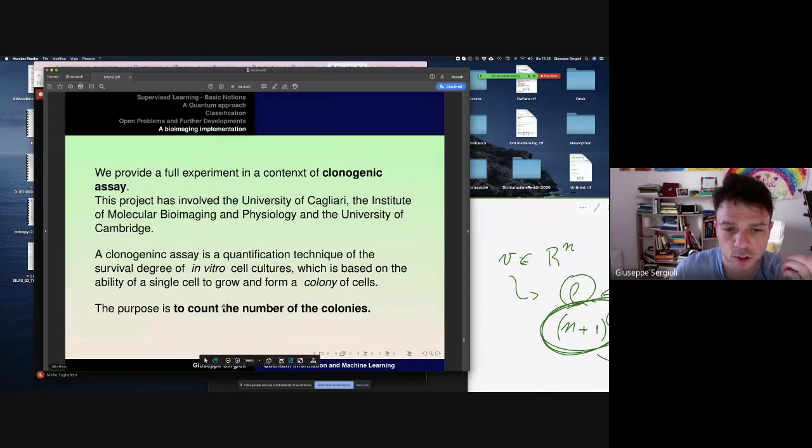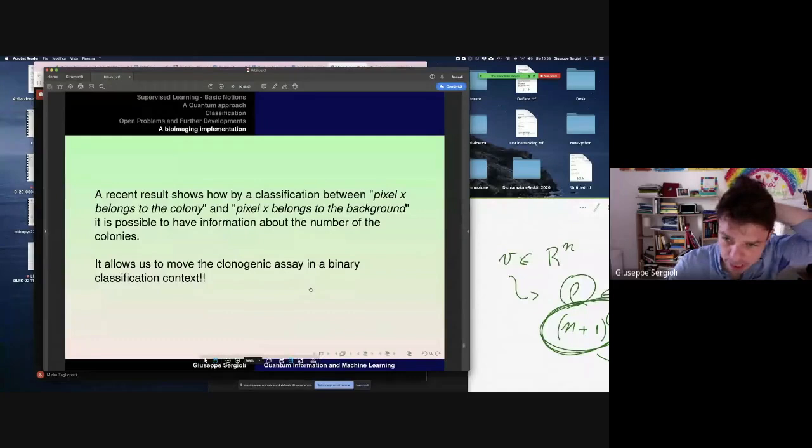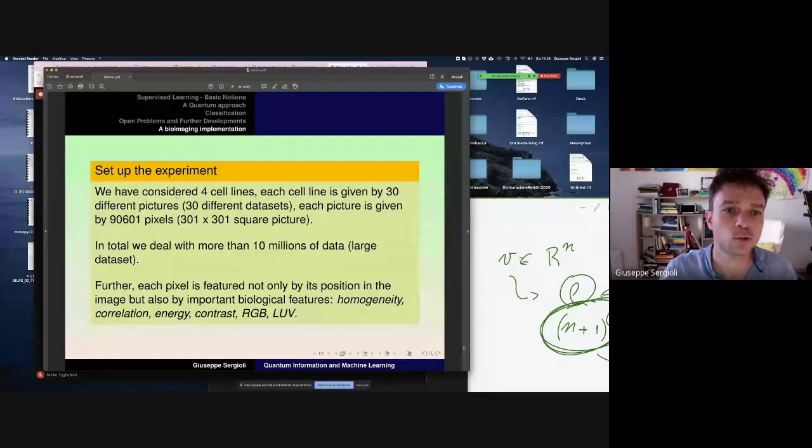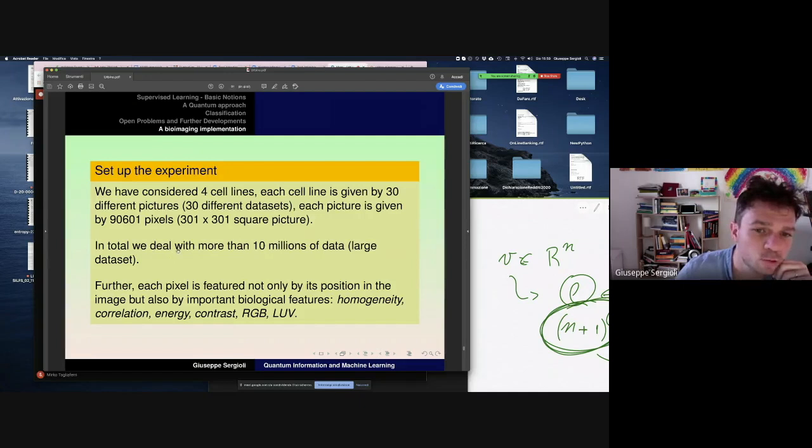Well, for us, it was a really nice occasion, because for us it is the way to attack the problem of binary classification in order to solve a really clonogenic problem. The data set we have to deal with is based on four different cell lines, so four different data sets. Each one is given by 30 different pictures. Each picture is given by 90,600 pixels, so it is a 301 times 301 square picture. In total, we have to deal with more than 10 million data points.